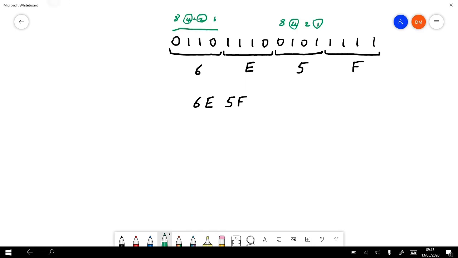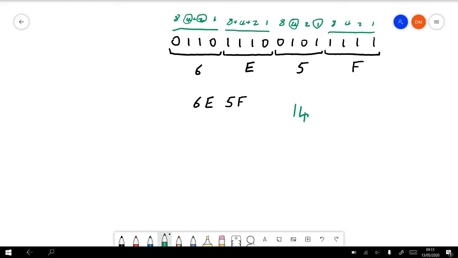Let me show you. What should this number be if I asked you to convert it to denary? Well, it would be 8 plus 4 plus 2, which would be 14. And indeed, F would have been 15. I don't want you to write 6, 14, 5, 15.